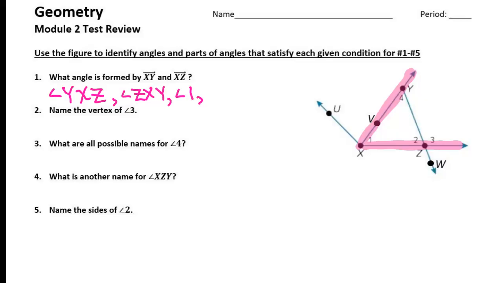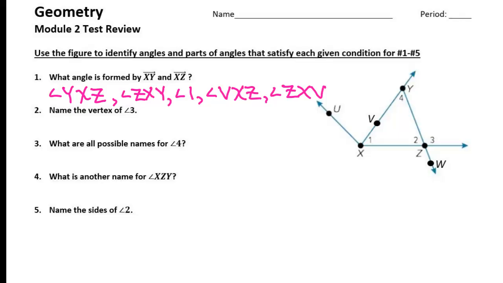So instead of calling it YXZ, we could call it VXZ. Angle VXZ. And if I can call it VXZ, what else could I call it? ZXV. Angle ZXV would also work.